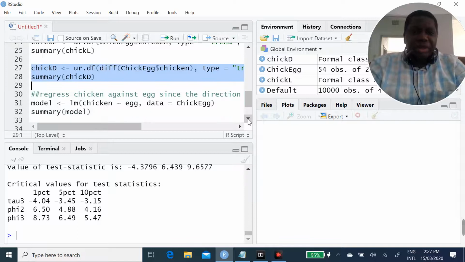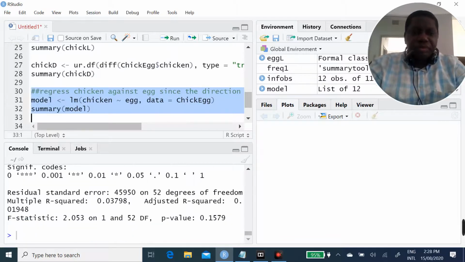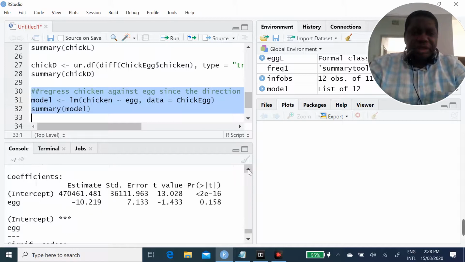So to do that, we regress chicken against egg. Since we already know the direction of causality, we say model lm, this is like running our OLS actually, which is the linear model. lm chicken as a function of egg. Our data is ChickEgg. Then let's get the summary. So this is our result here. And you can see the t-value is minus 4.43, and the probability of the t-value is very, very high. It is almost 0.15.